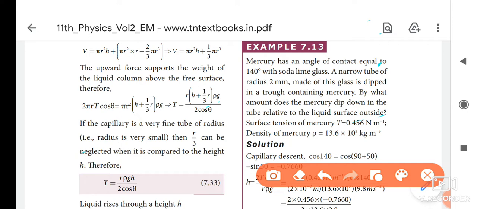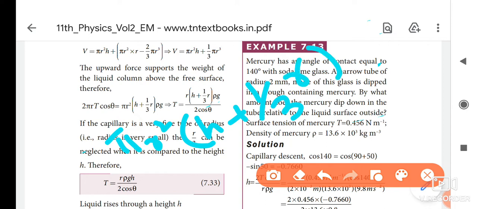Here I take the pi r squared common. So from this equation V is equal to pi r squared h plus 1 by 3 pi r cube, I take the pi r squared common. So pi r squared common means what is the remaining thing here? h is there, h plus 1 by 3. Here pi I already took outside, r squared already outside, then what is the remaining? r. So h plus 1 by 3 r into rho g.